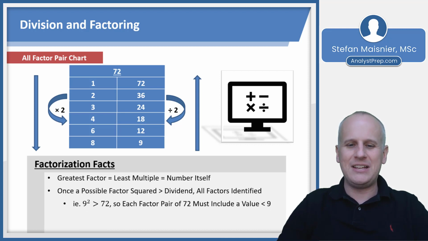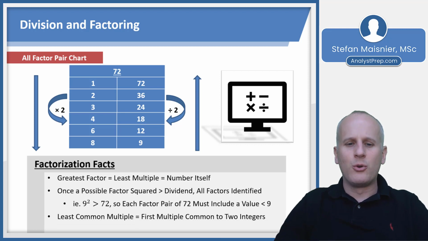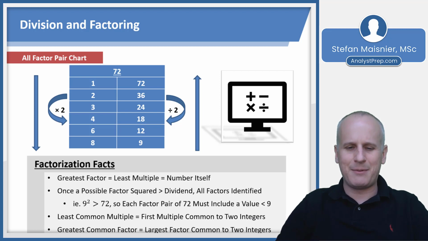So we know that each factor pair of 72 must include a value of 9 or less, and this is a way for you to catch when you're done testing out your factor pairs with larger numbers, more complex numbers with bigger sets of factors on harder problem-solving questions. Your least common multiple is the first multiple common to two integers, and the greatest common factor is the largest factor common to two integers. So these are just some terms that you may be asked about in number property style questions in the quantitative section of the GMAT Focus.